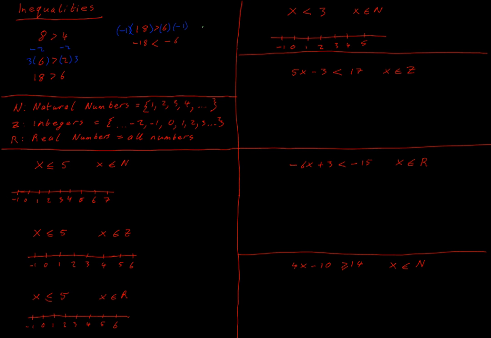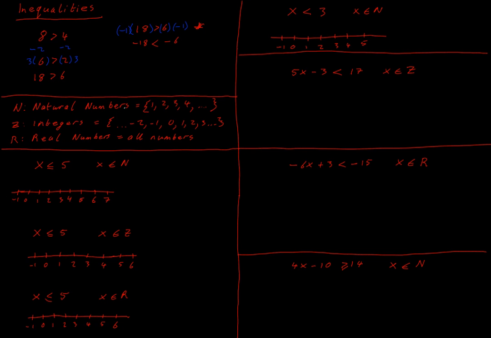So this is an important thing that happens. If we multiply or divide our inequality, our greater than or less than signs, by a negative number, we end up having to flip our symbol around. We have to flip our symbol to the opposite way around. So that's our idea for inequalities.